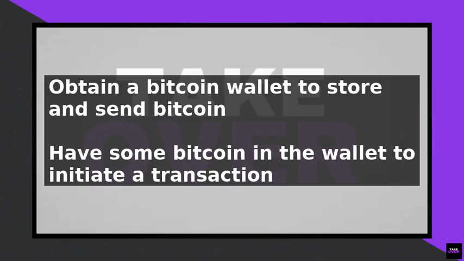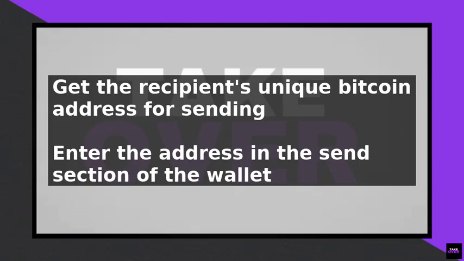A Bitcoin address is a unique string of characters that starts with a 1 or a 3 and is followed by a mix of letters and numbers. This address is used to identify where the Bitcoin should be sent. Once you have the recipient's Bitcoin address, open your Bitcoin wallet and navigate to the Send section.